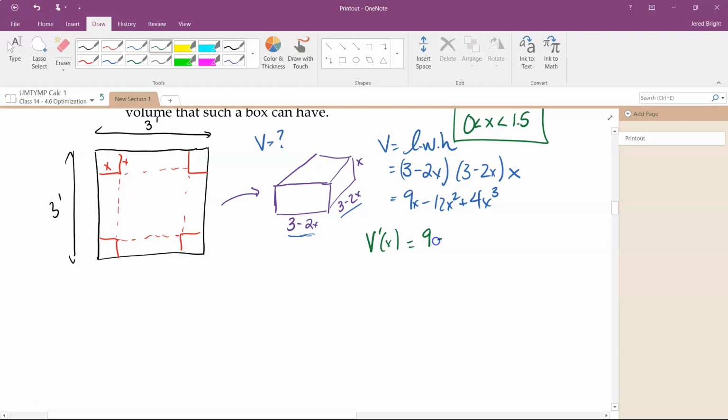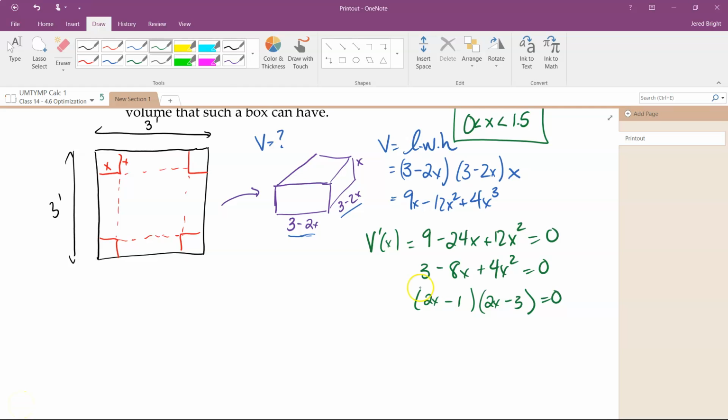This ends up being 9 minus 24x plus 12x squared. I can find the critical numbers by setting it equal to 0. Divide everything by 3, and I get 3 minus 8x plus 4x squared. How do I go forward? I try to factor. It does factor, and consequently I get the critical numbers x equals 1/2 and x equals 3/2. Sad thing is, I have to toss out the 3/2 because that's outside my domain. So x equals 1/2 is my only critical number.